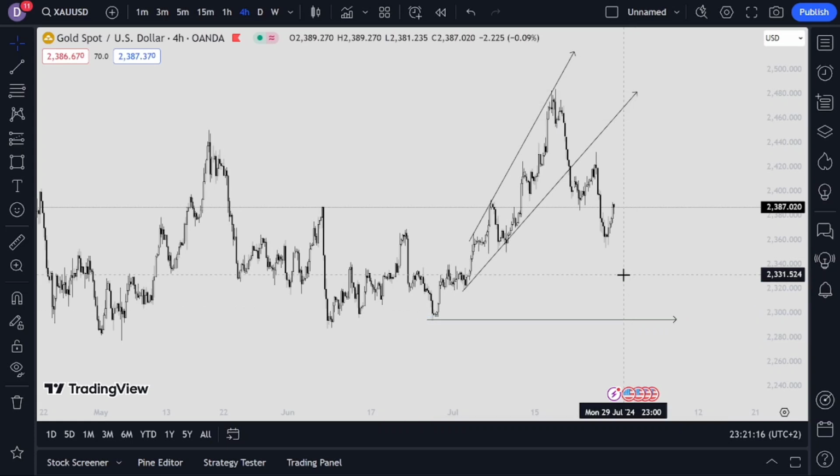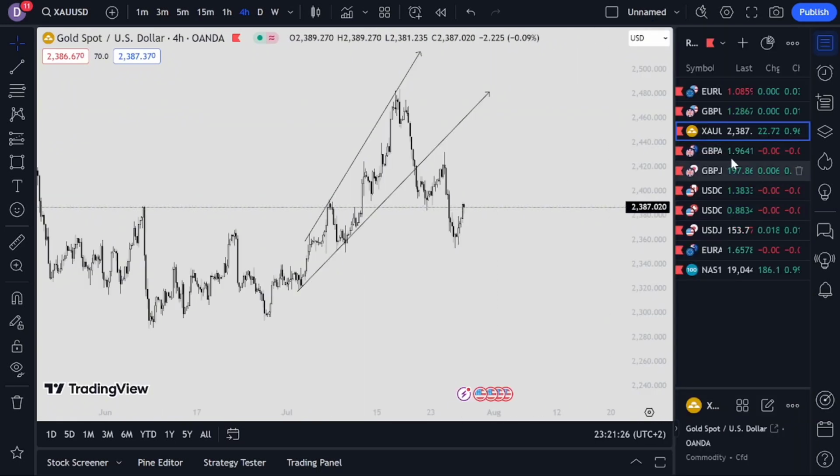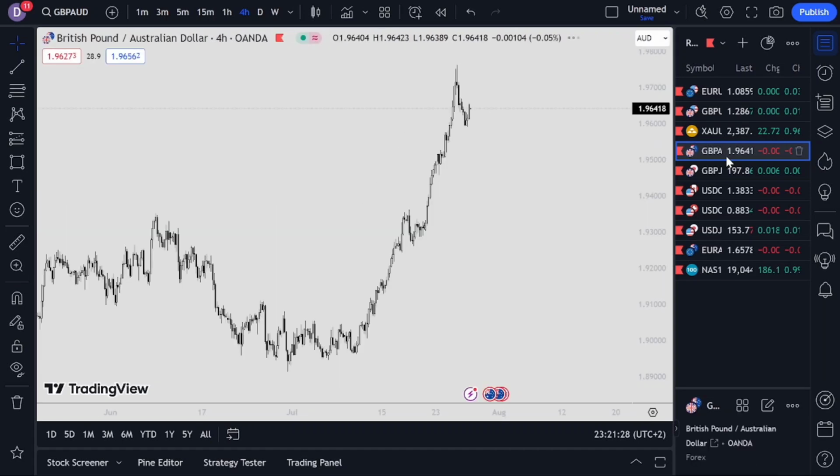So that's what I'm saying. I feel like gold will sell a bit, and maybe halfway through the week, maybe Thursday, we'll start going bullish again. But gold is also looking good for sells. Let's go down to GBPUSD.